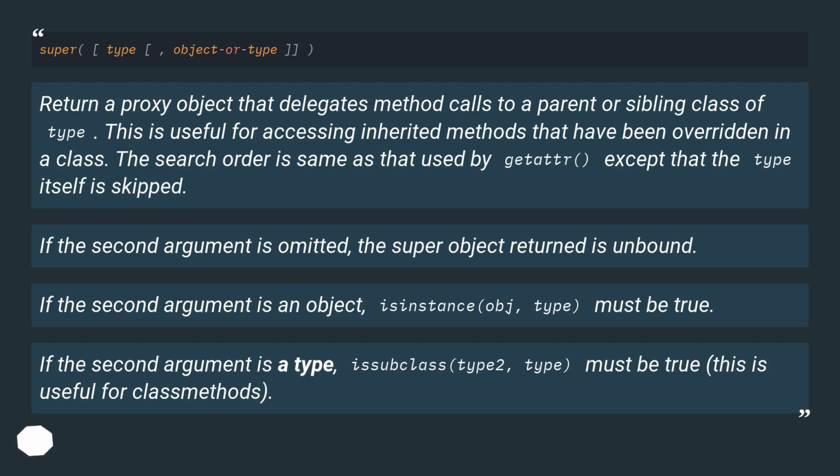Return a proxy object that delegates method calls to a parent or sibling class of type. This is useful for accessing inherited methods that have been overridden in a class. The search order is same as that used by getattr except that the type itself is skipped. If the second argument is omitted, the superobject returned is unbound. If the second argument is an object, isinstance(obj, type) must be true. If the second argument is a type, issubclass(type2, type) must be true. This is useful for class methods.